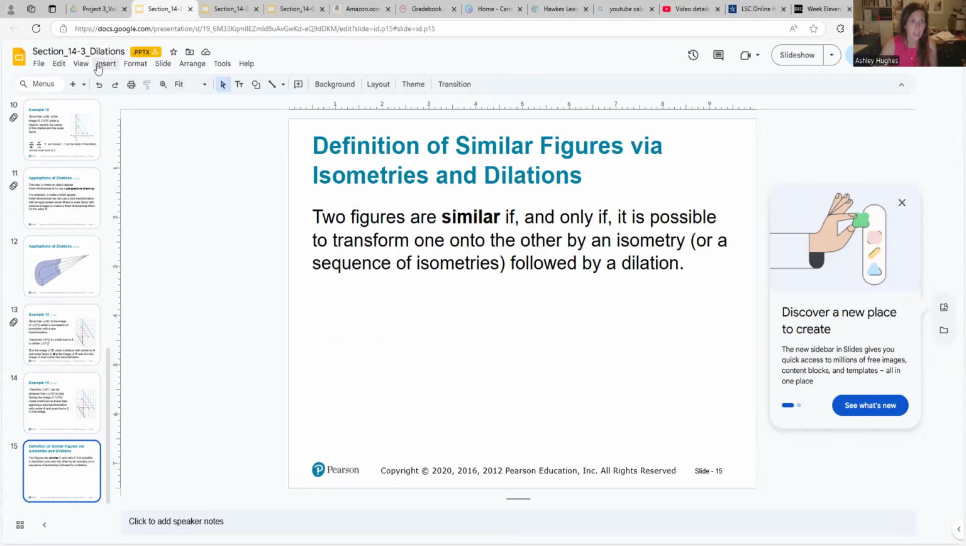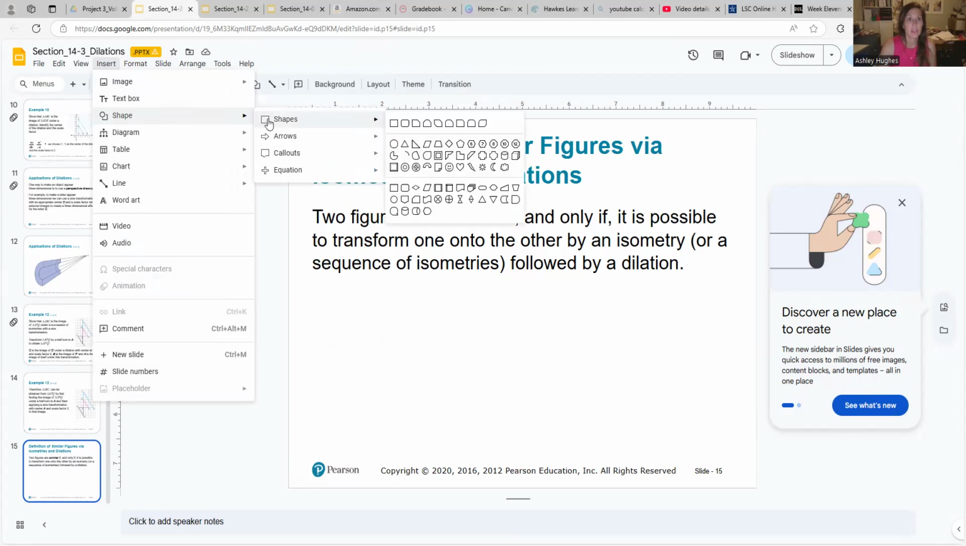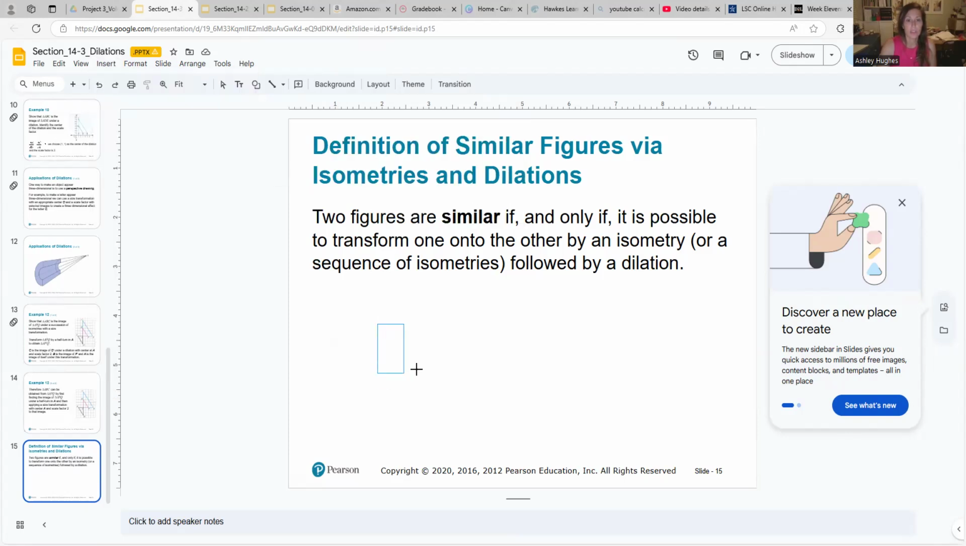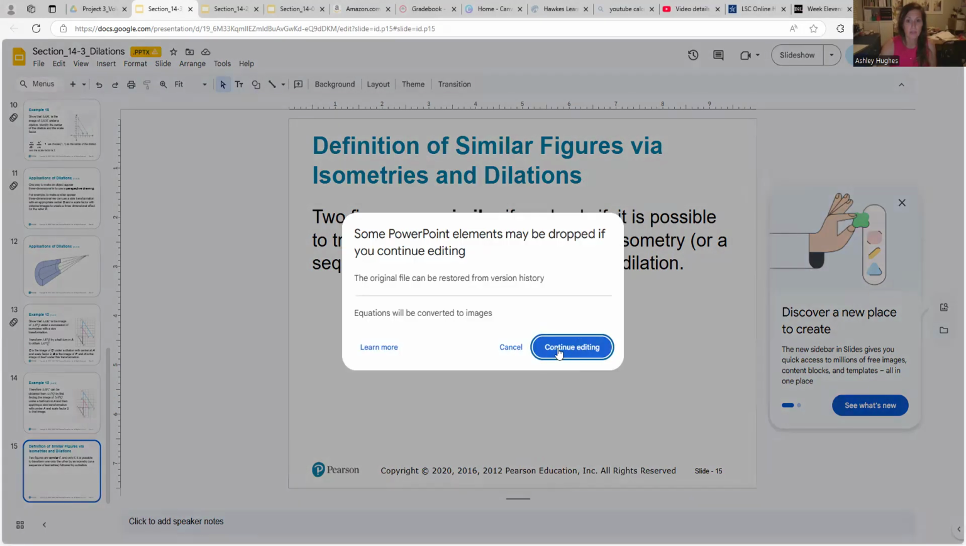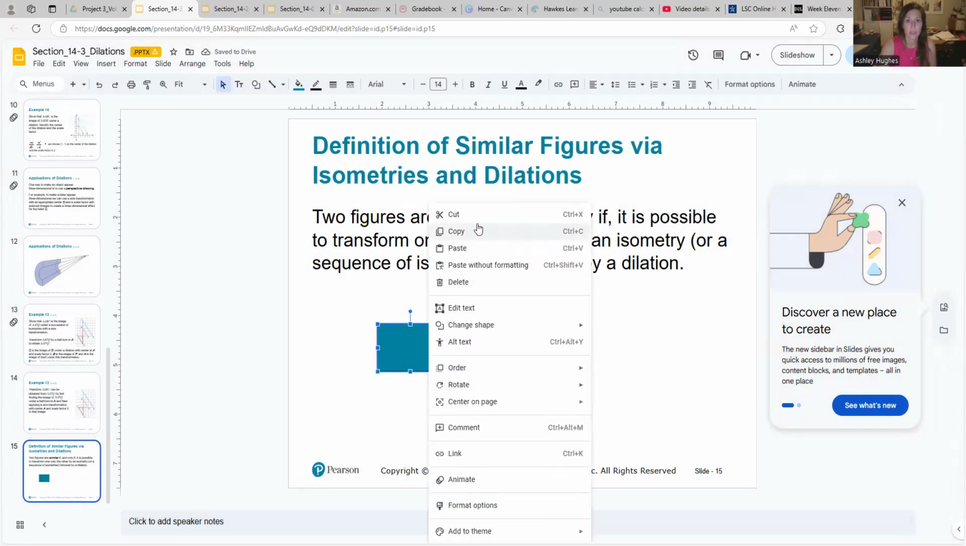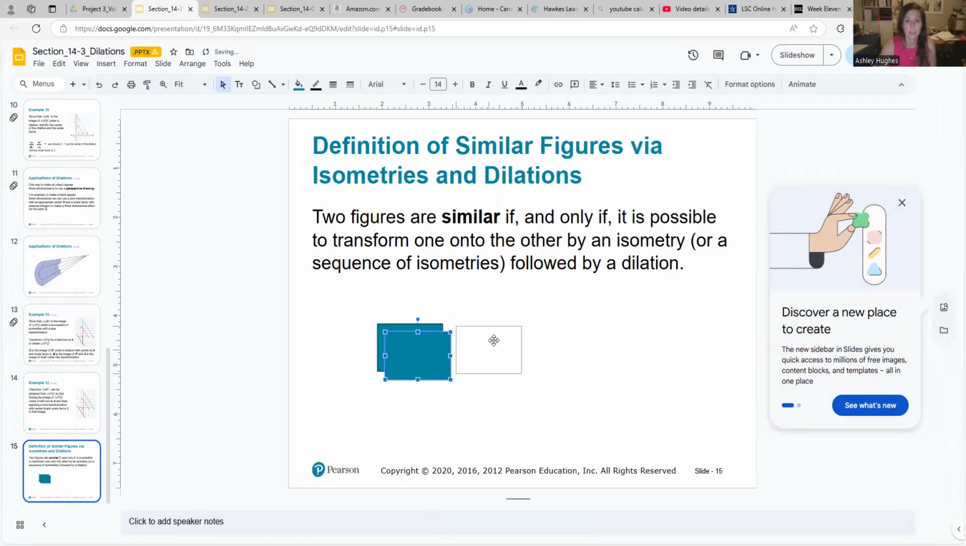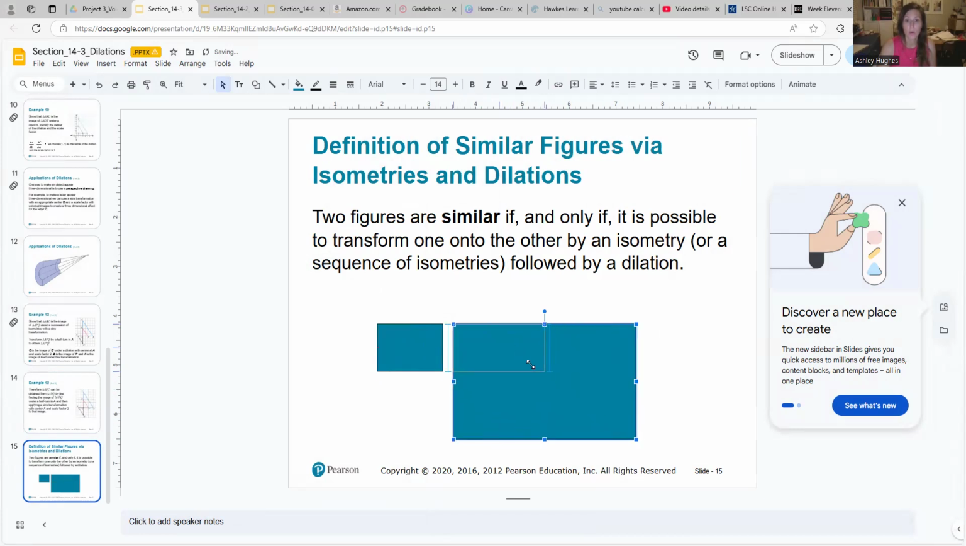And again, dilation means that the size is changing. So I have a rectangle, and I'm making it bigger or making it smaller. I didn't want to change the proportions. So the idea of dilation is that it's getting smaller or bigger.